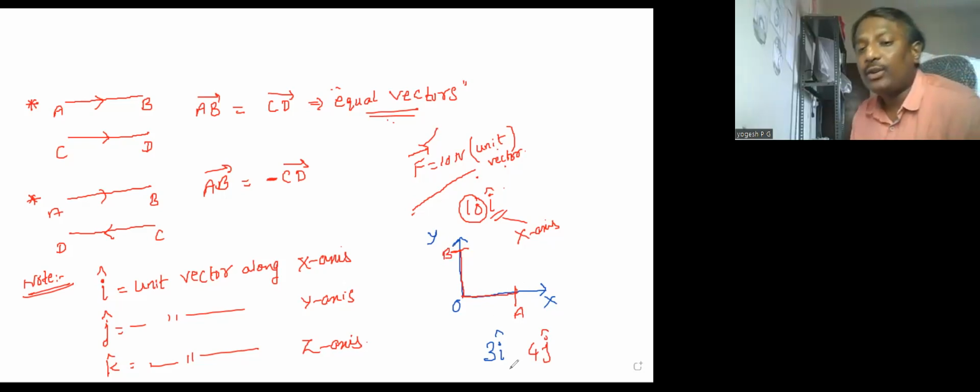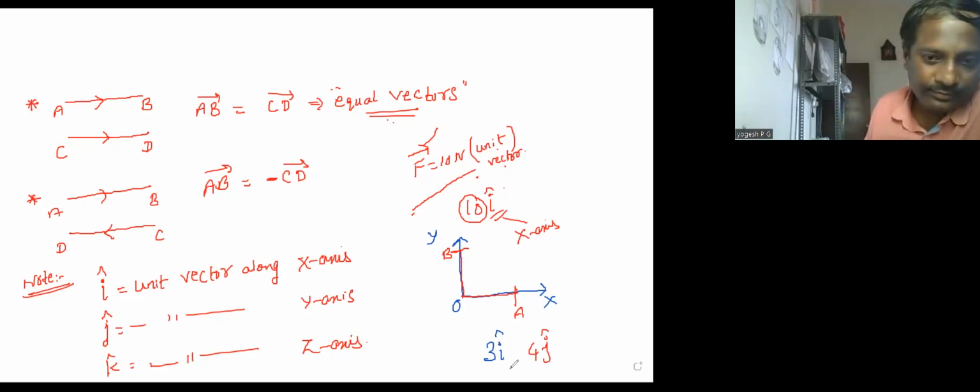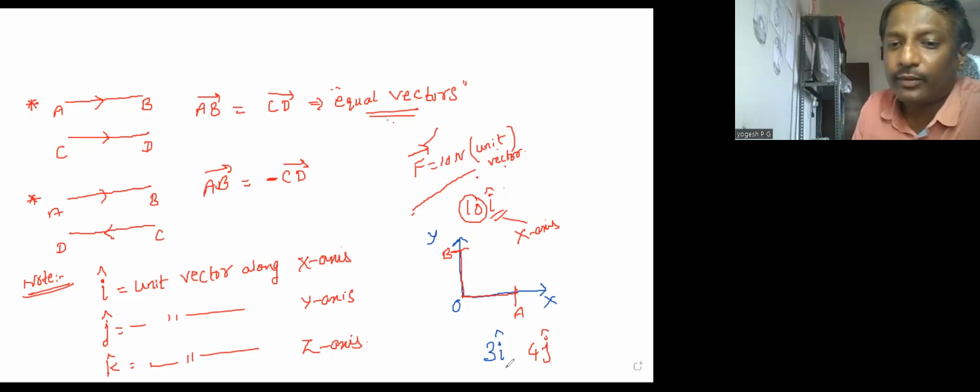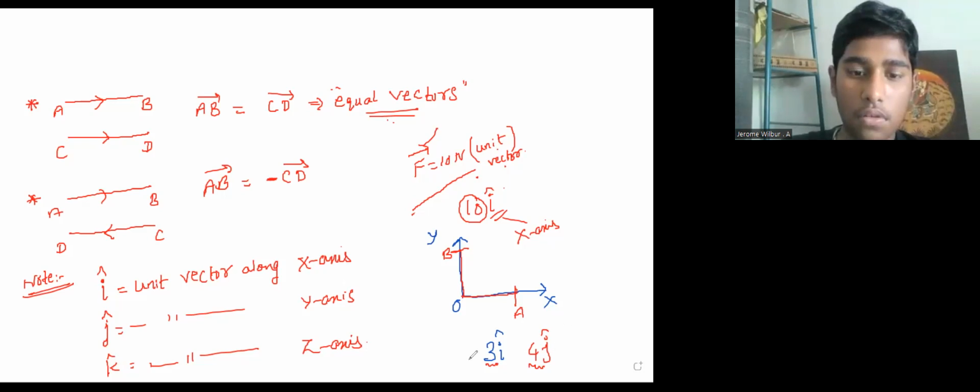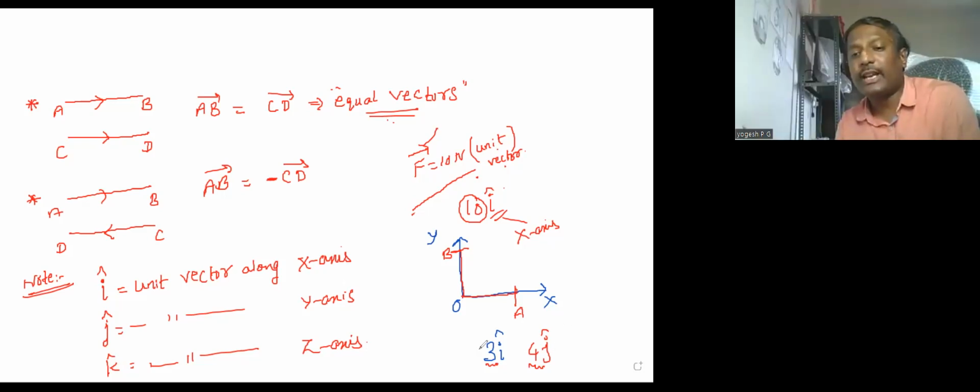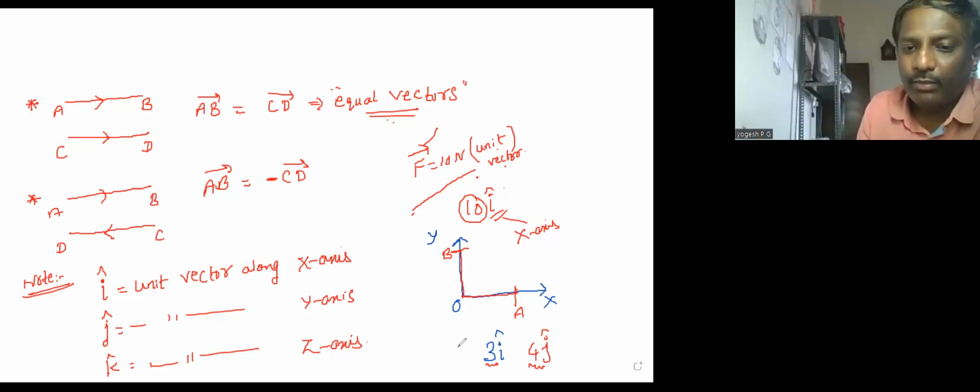Can you tell me the magnitude of OA? What is the magnitude of 3 I cap? Three. What is the magnitude of 4J? 4. Yeah. Now we have individually given 3I and 4J.